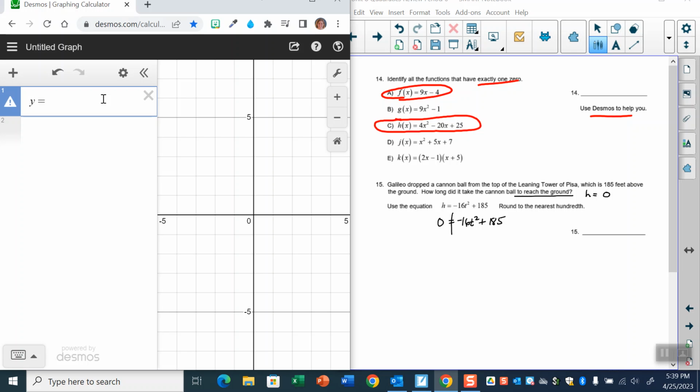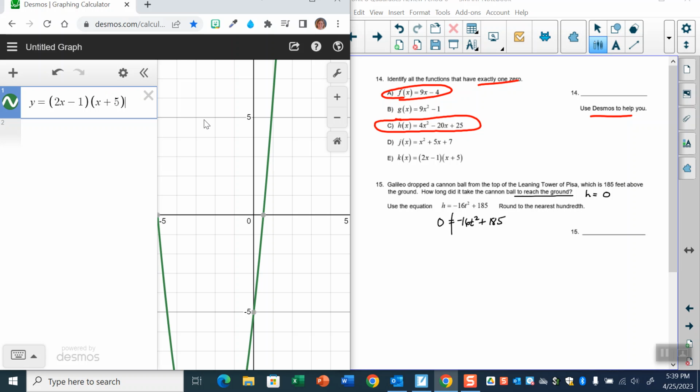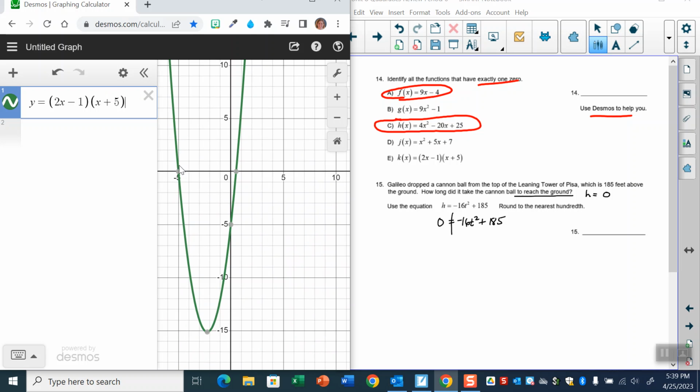And this would be y equals 2x minus 1 times x plus 5. And so that has 2 solutions, right? Each of these is going to, oh, we wanted 1, 0. So that's it, right? This one had 2, this one had none, and this one had 2. So that's it. Those are your 2 answers.